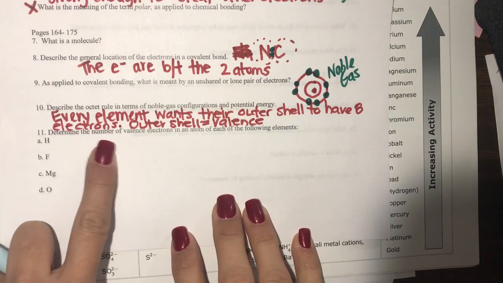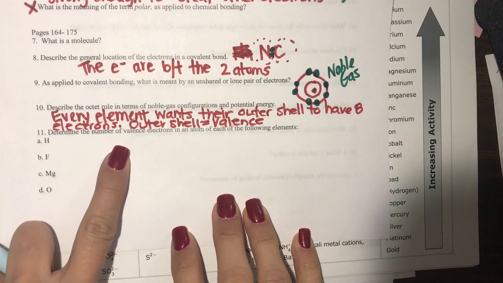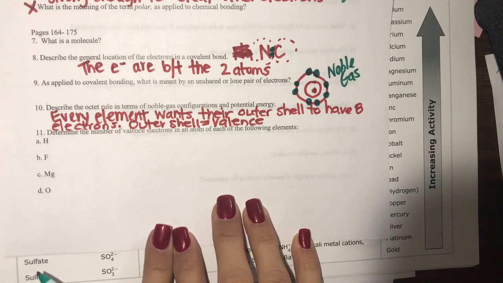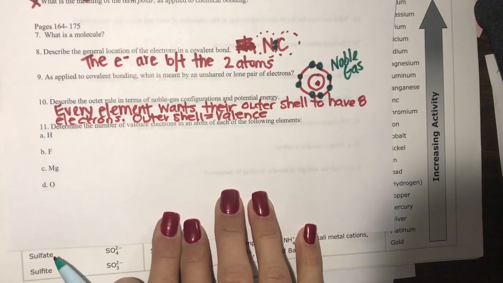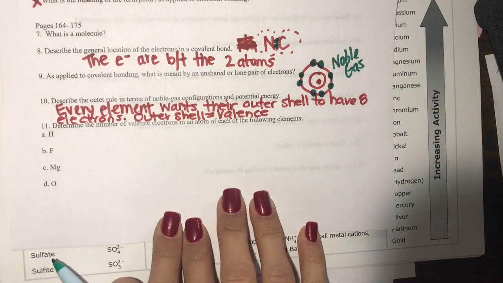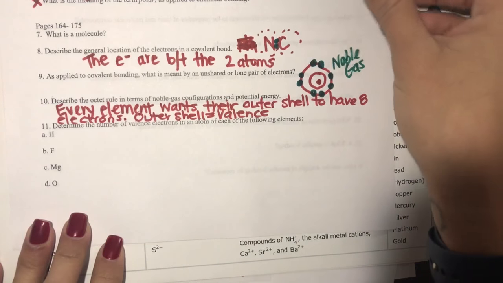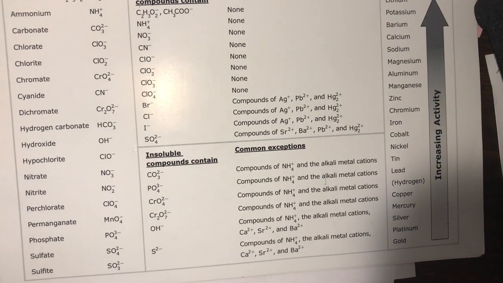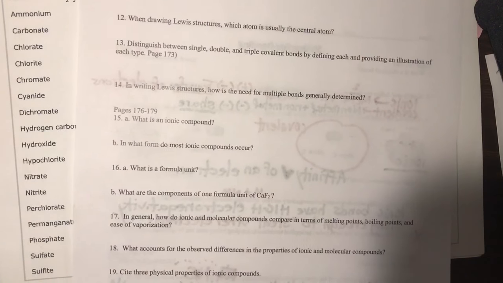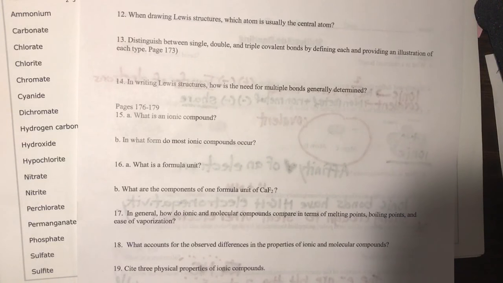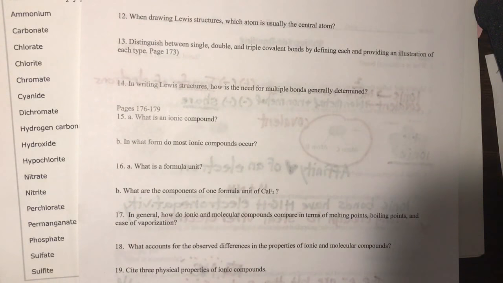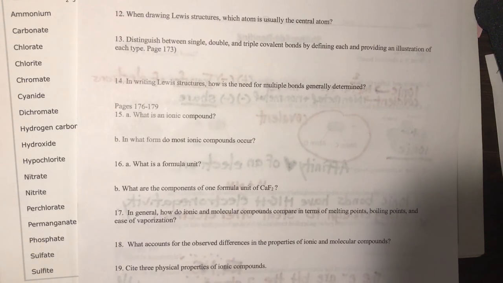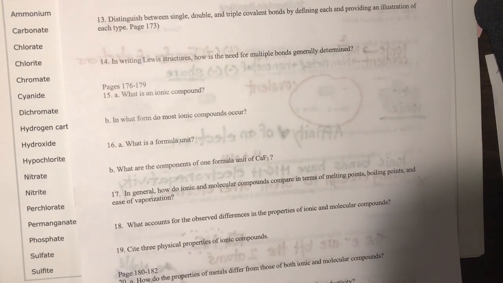So number 11, determine the number of valence electrons. At this point, you guys know how to find your valence electrons. I'm going to leave those for you. We're going to flip the page. We will start at number 15.